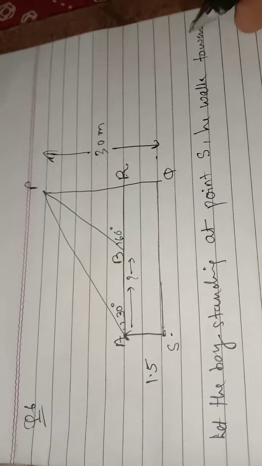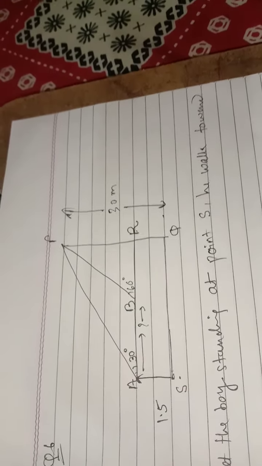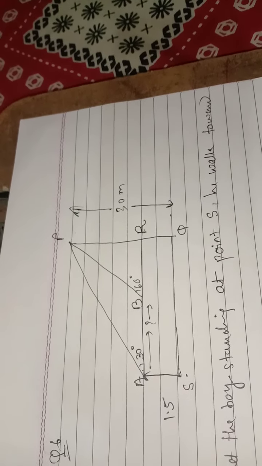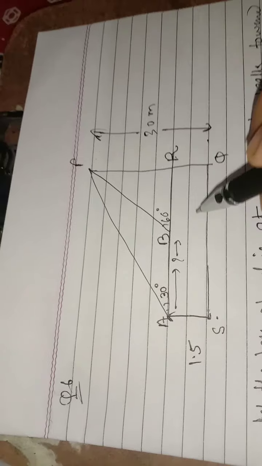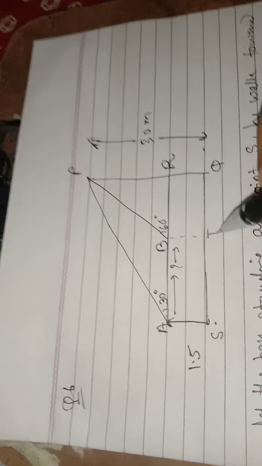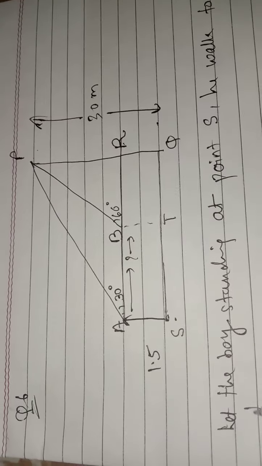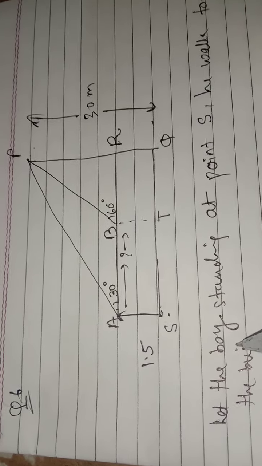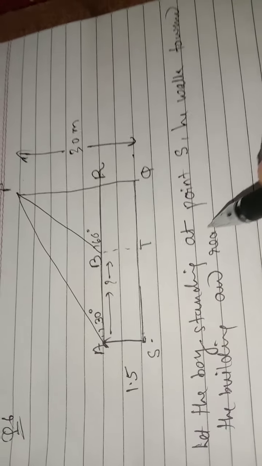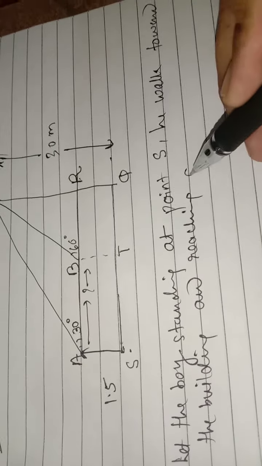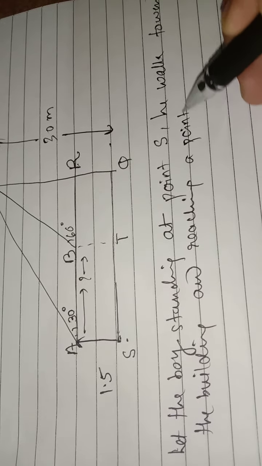From here he walks towards the building. Can you see in the diagram? He walked towards the building and reached point T. So after walking from S, he is reaching a point T. So he walks towards the building and reaches a point T. No doubt it will take time, but at least we have to do it.